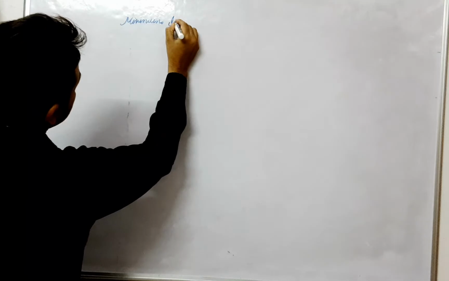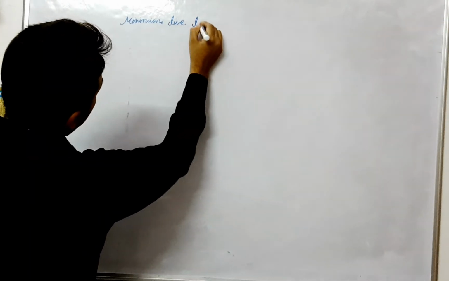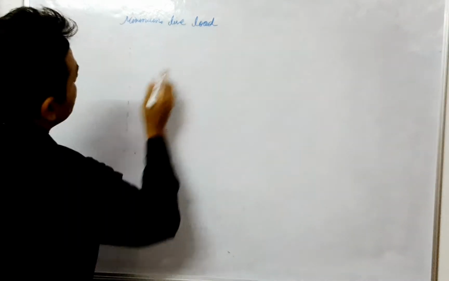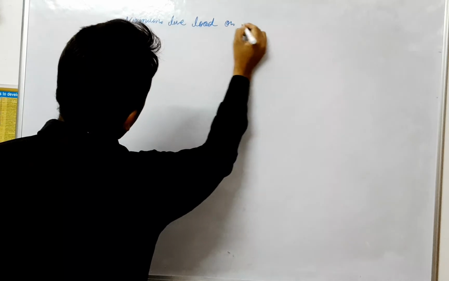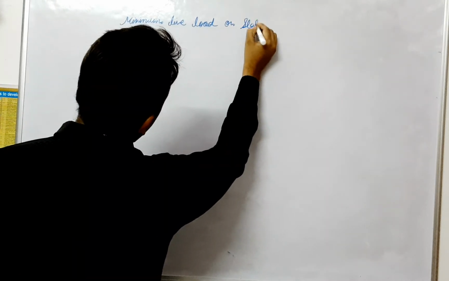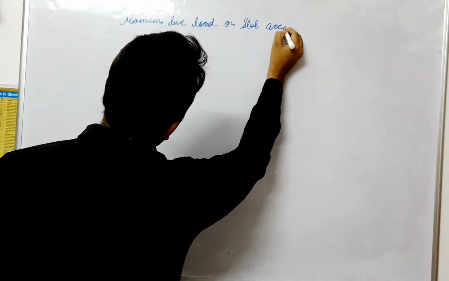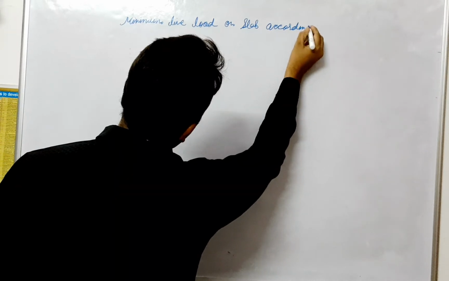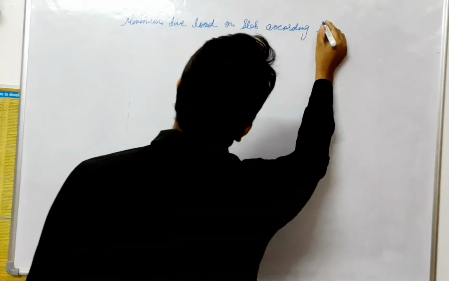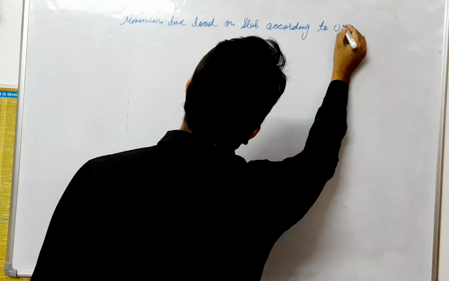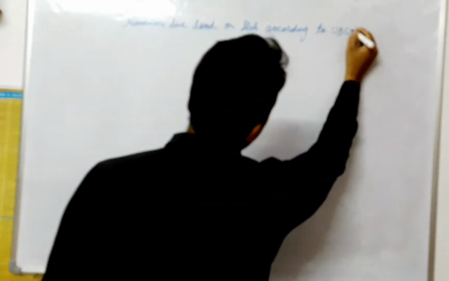minimum live load on slab according to UBC. The meaning of UBC is Uniform Building Code.